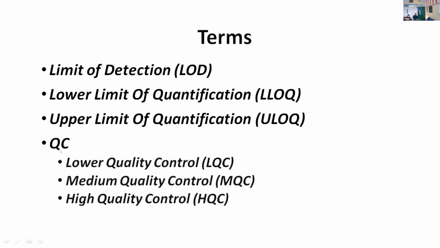Then we have some quality controls, which are LQC, MQC, and HQC. The LQC should be 3 times the LLOQ. Medium means the medium value of your calibration curve, and the HQC is high. We should not call it higher, but a concentration less than the upper limit of quantification. So these quality controls we have to decide within our calibration curve, and the range will depend on the concentration which you want to have in your study.